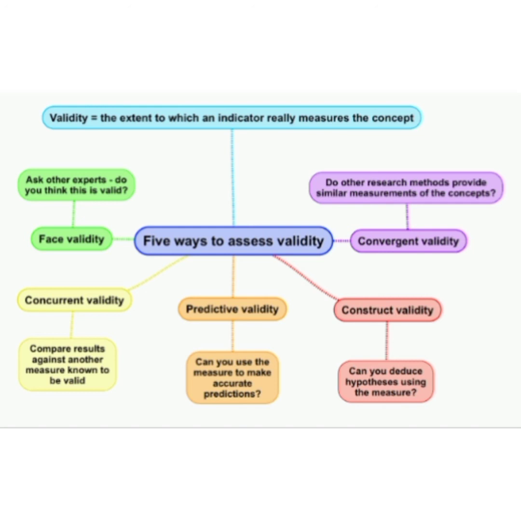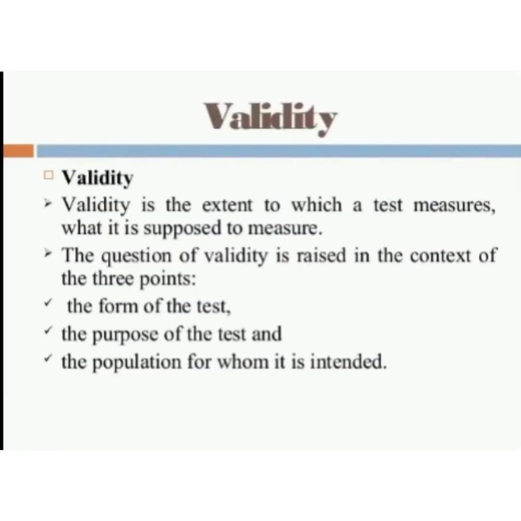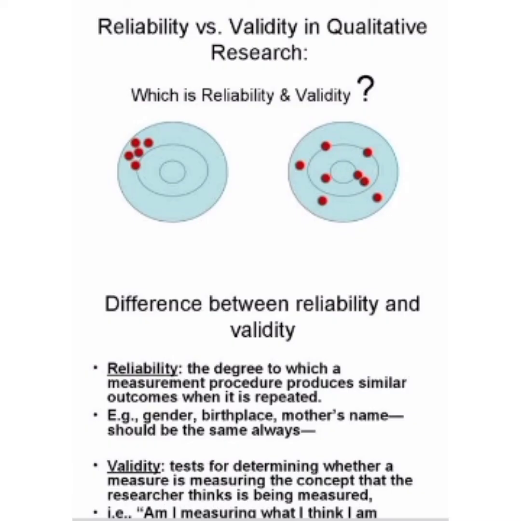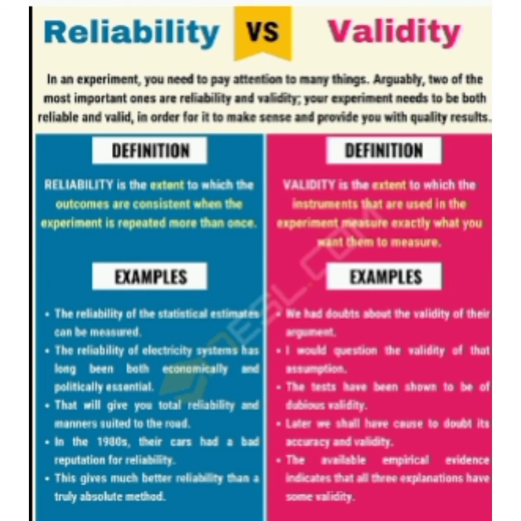So here under validity we have seen what is validity and the types of validity, that is face validity, content validity, criterion validity, and here under criterion validity there are two subdivisions, that is predictive validity and concurrent validity, and finally the fourth type of validity is construct validity. Okay, thank you all.